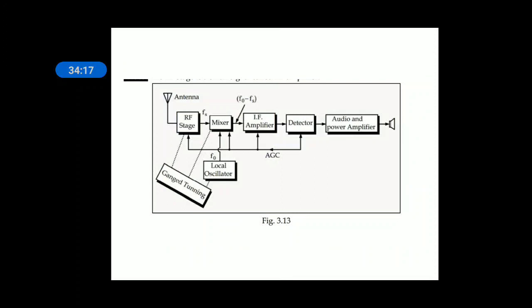Here the two high frequency signals are coming, one from the RF stage, the other from the local oscillator. These are mixed in the mixer and generate a low frequency signal. Mixer is a non-linear device which generates both sum and difference as well as multiples, but in this circuit only the difference is chosen because we are using the superheterodyning process.